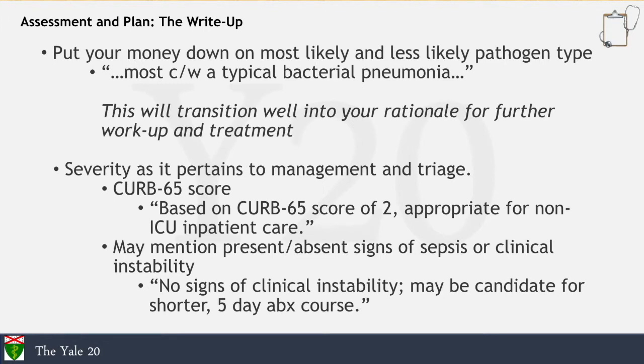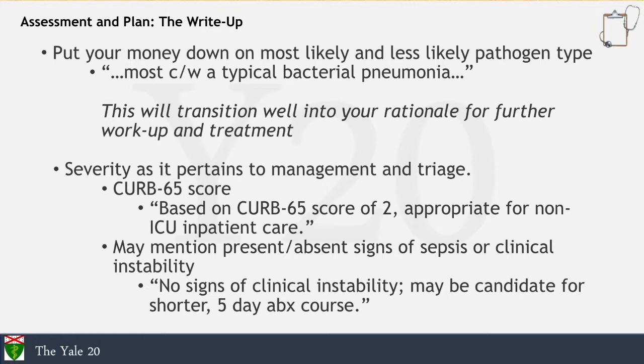Then this gets into style and how much you want to say or write with your particular audience in mind. But assuming you're expected to thoroughly explain your reasoning, here are some things you might say next. You can put a hypothesis down about the type of organism, such as if someone has this thick, purulent, productive cough and a focal or lobar infiltrate, you might put your money down on typical bacteria most likely.